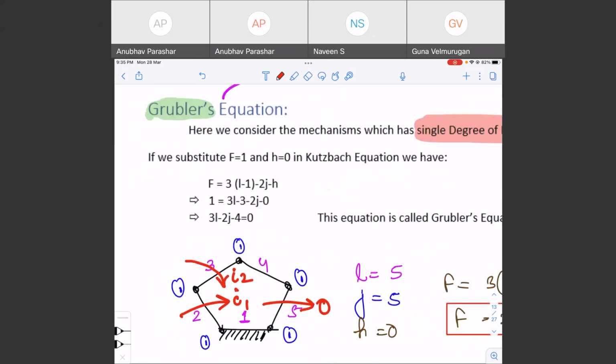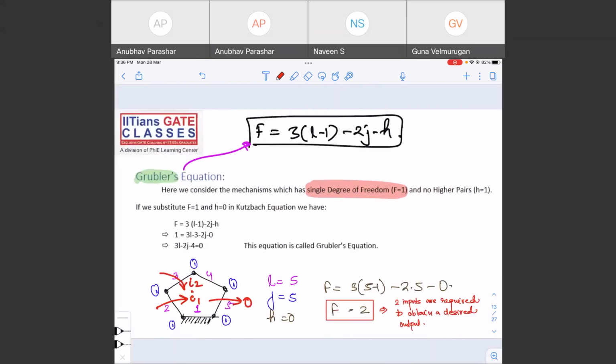a desired output, right? So generally what we want is single degree of freedom, because it makes our life convenient. Only one input, one output, one input, one output, right? So this is what we are looking for.